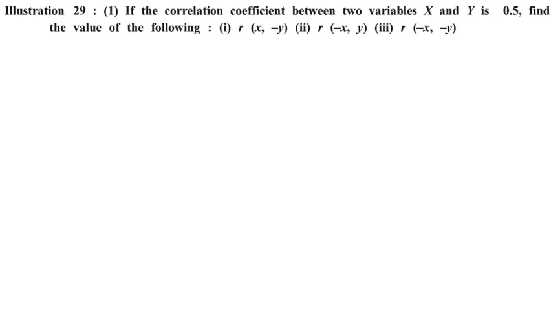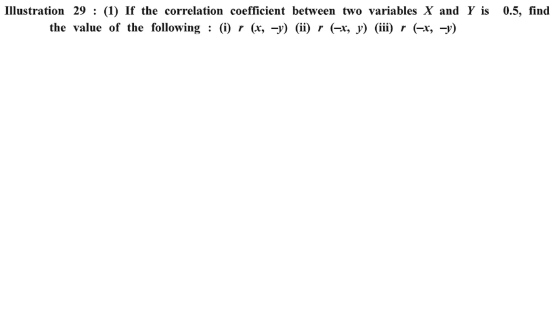Illustration 29. Now in this question, the correlation coefficient between x and y is given, that is 0.5, and we have to find the value for three cases. What if r is for x, negative y; r is for negative x, y; and r is for negative x, negative y?